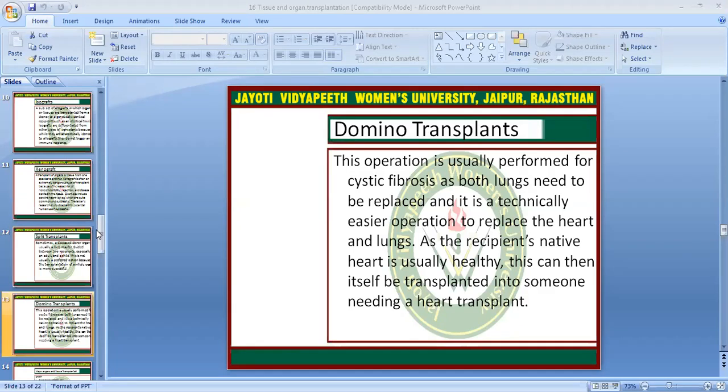The operation is usually performed for cystic fibrosis, as both lungs need to be replaced, and it is technically an easier operation to replace the heart and lungs together. As the recipient's native heart is usually healthy, it can itself be transplanted into someone who needs a heart transplant.